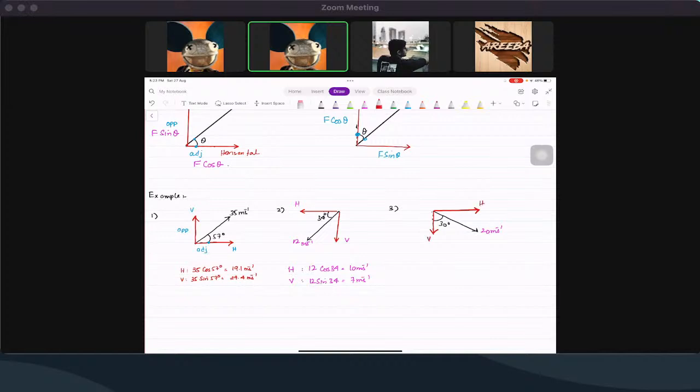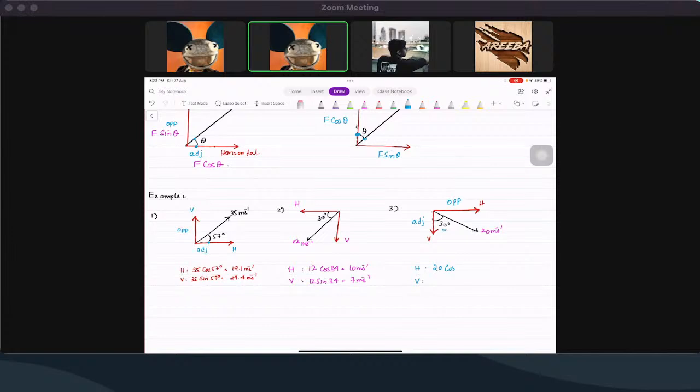Which one is adjacent, which one is opposite? The horizontal one is the opposite one, and the other one is adjacent. Very good. So for the horizontal, what would be the equation then? Can you tell me? For the horizontal, it would be 20 cos 57. 30. Where did you get 57?